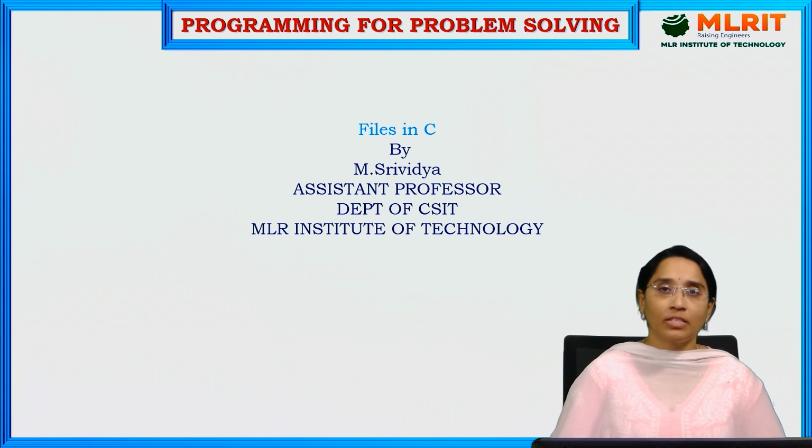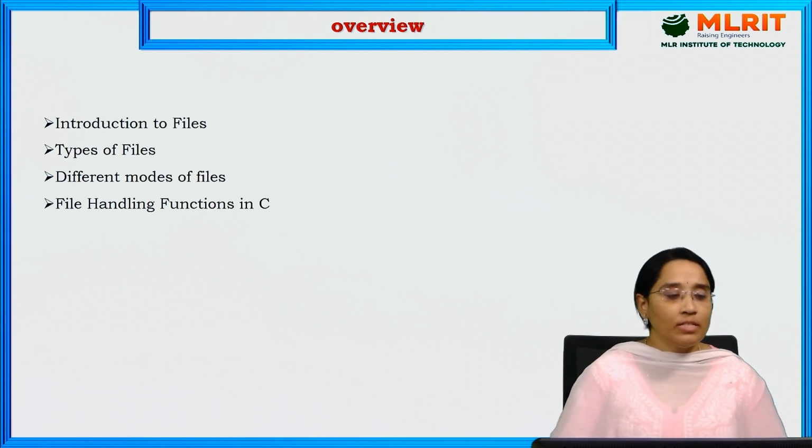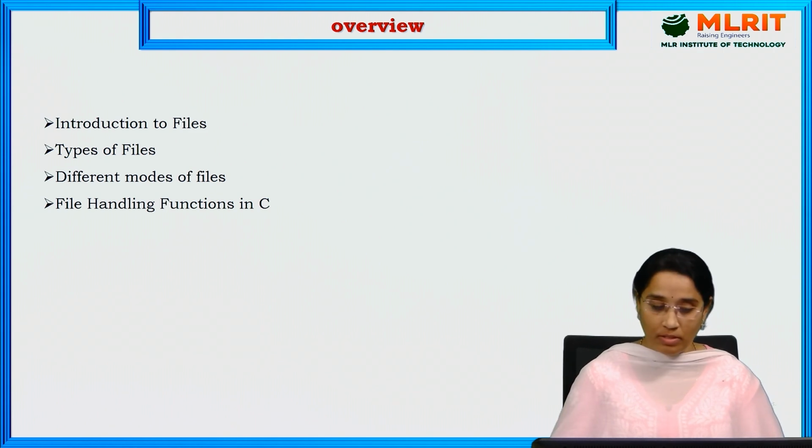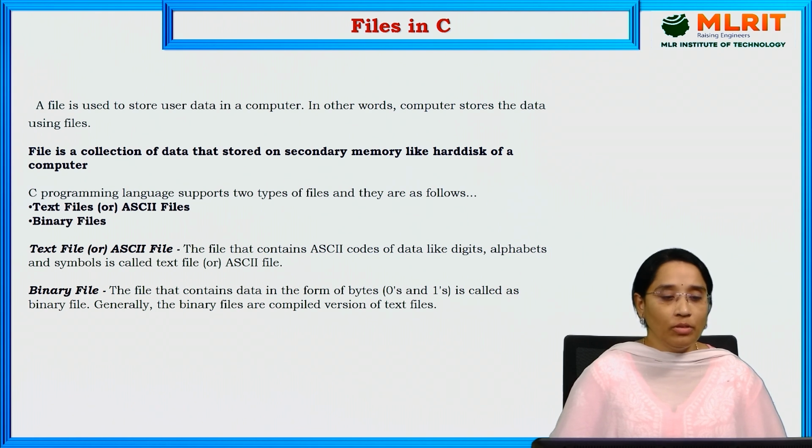Today I am going to discuss files in C. So what is a file? This is the overview: introduction to files, types of files, different modes of files, and file handling functions in C. A file is used to store user data in a computer. In other words, the computer stores the data using files.